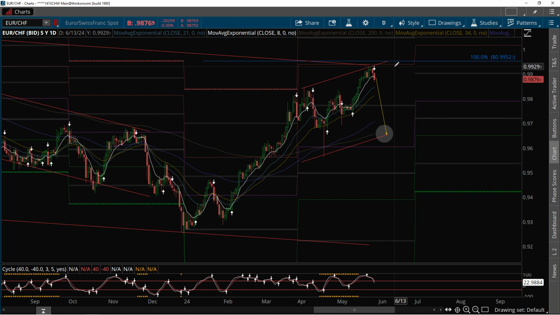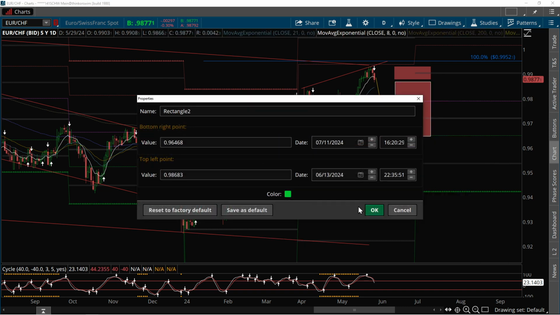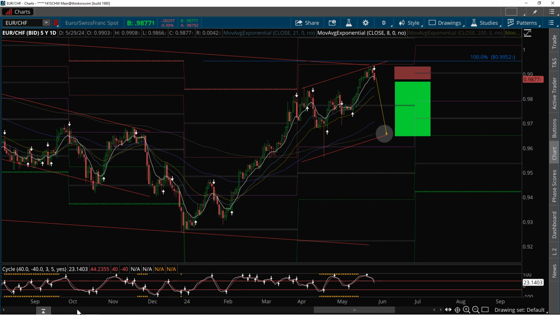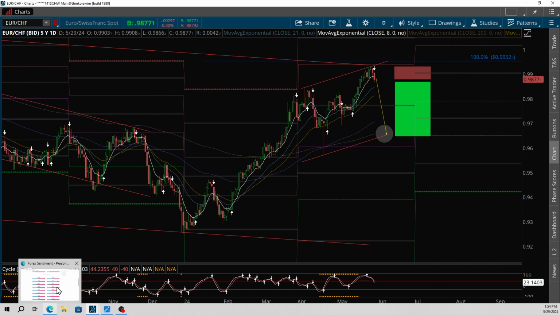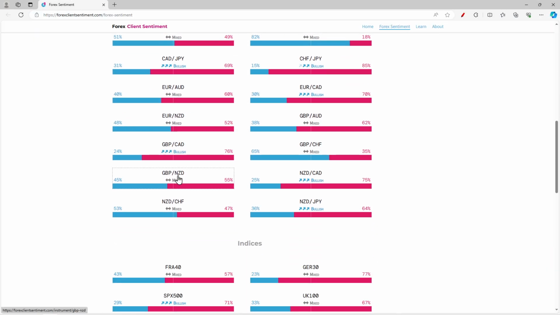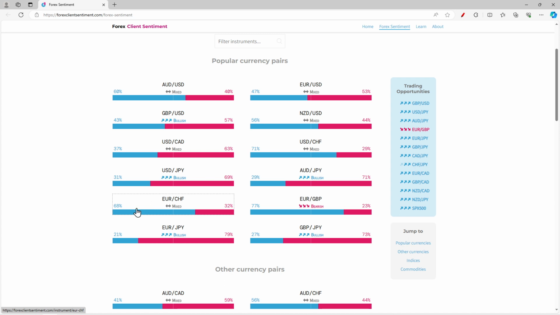So you want to see a close above that level, and that's your risk, and this is basically your reward. So, I think it's a good entry on Euro Swiss. And if you look at retail sentiment, you got retail sentiment on your side because on Euro Swiss, retail traders are buying right here.